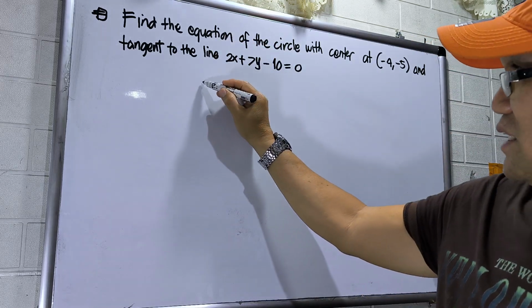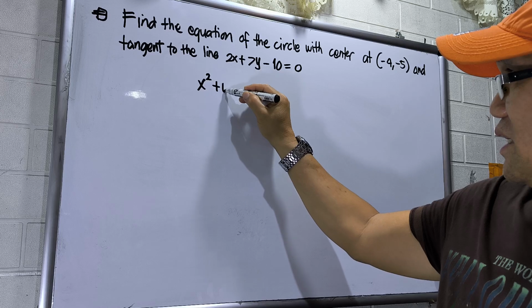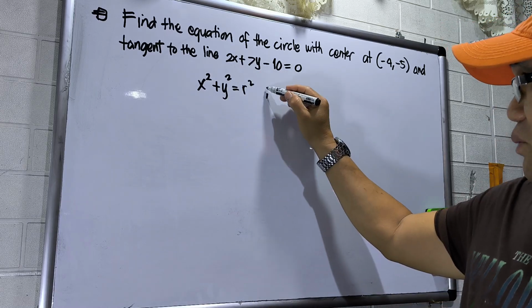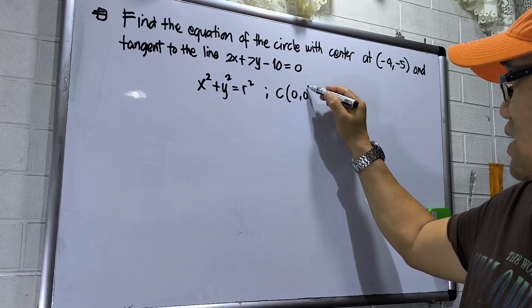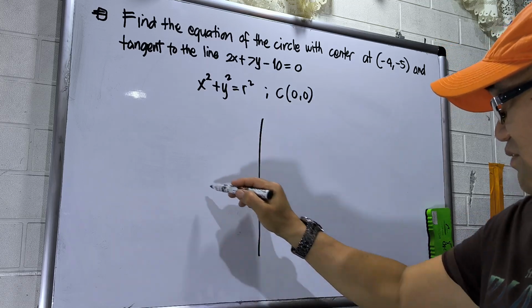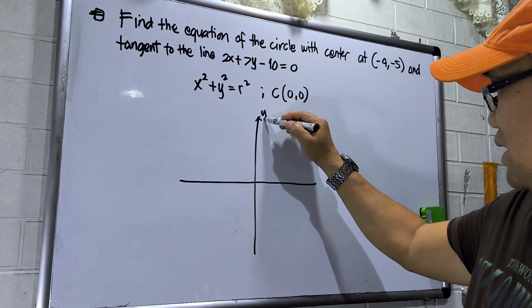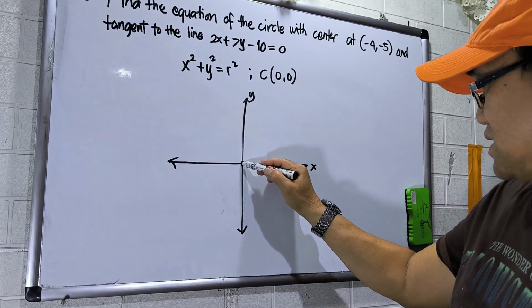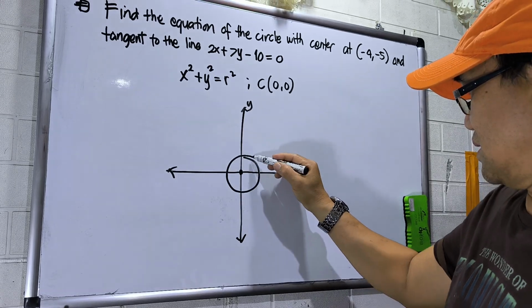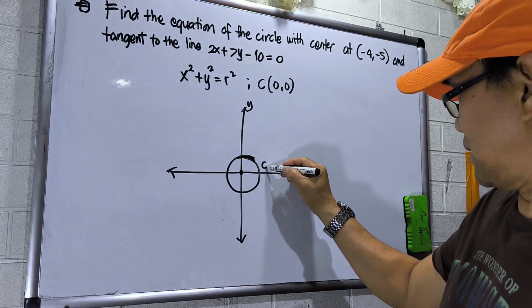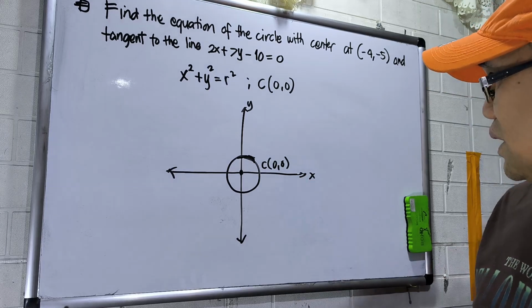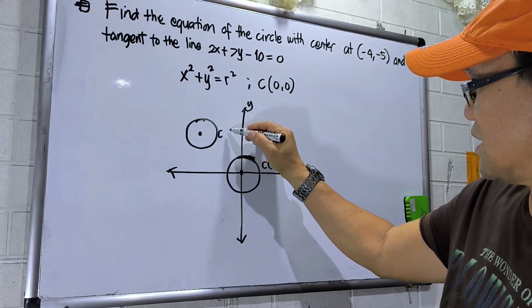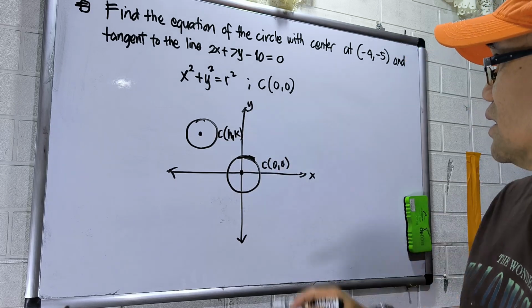We know that for a circle, we have this formula: x squared plus y squared equals r squared, where your center is at the origin. If you have the graph, this is y and this is x. This is the center of the circle, so the center will be at 0 and 0. Now, how about if the center is at h and k?